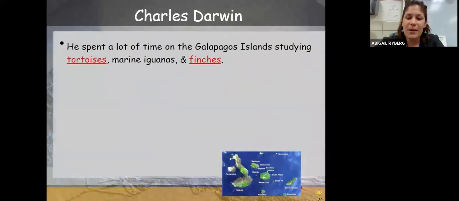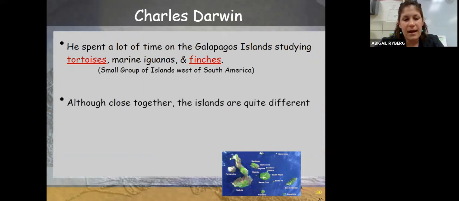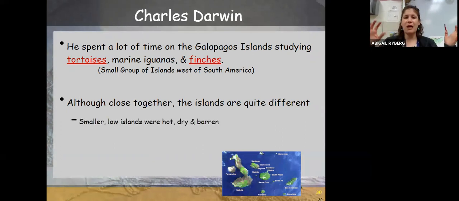He spent a lot of time on the Galapagos Islands studying their tortoises, marine iguanas, and finches. The Galapagos Islands are a cluster, a small group of islands west of South America. And although they're close together, what he noticed was that the islands are actually quite different. This clump of islands, he noticed that each individual island had some very interesting differences.